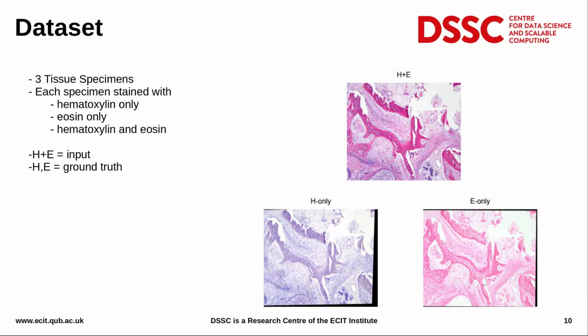In this work, we primarily used the benchmark stain separation dataset publicly released by McCann et al. in 2014. This dataset contains 3 tissue specimens. Each specimen has been stained with either hematoxylin only, eosin only, or hematoxylin and eosin. The stained specimen is then digitally imaged, destained, and the process is repeated for the other stain combinations. This results in a dataset where each tissue specimen has been digitally imaged with hematoxylin only, eosin only, or both. Within our work, the images stained with both hematoxylin and eosin are used as input, and the single stained images are used to assess the quality of our proposed stain separation method.